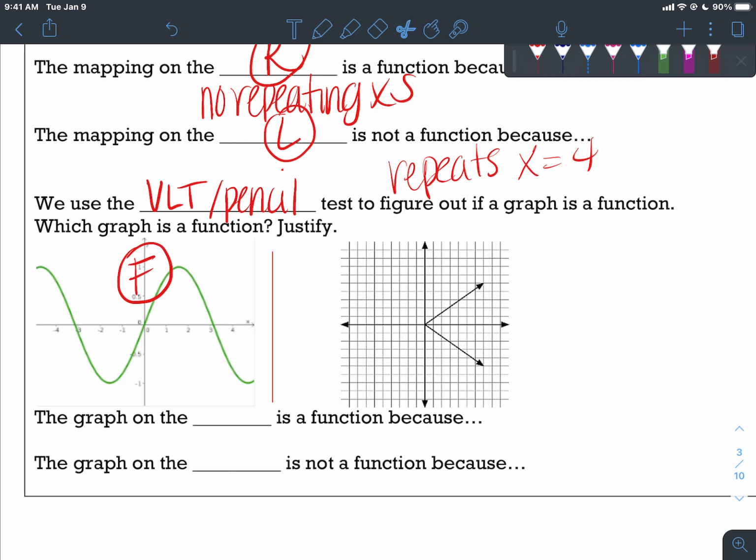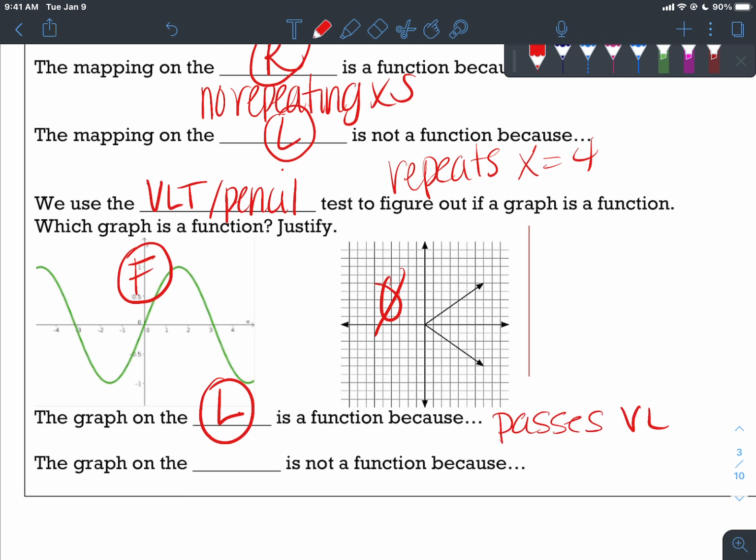Let's go ahead and do the same thing over here. So I'm going to run it across, and yeah, it's touching twice a bunch of times. That's definitely not a function. So the graph on the left is a function because it passes my vertical line test. The graph on the right is not a function because it fails my vertical line test.